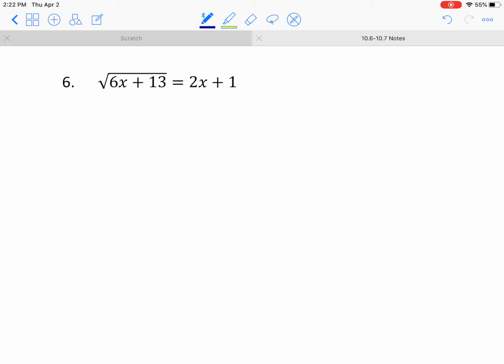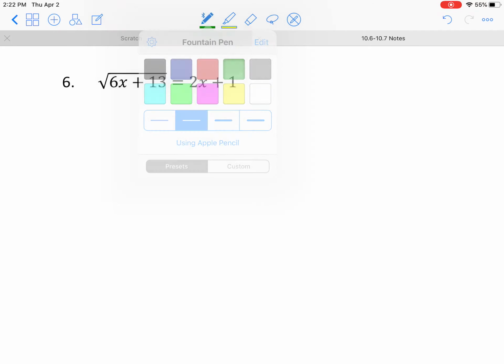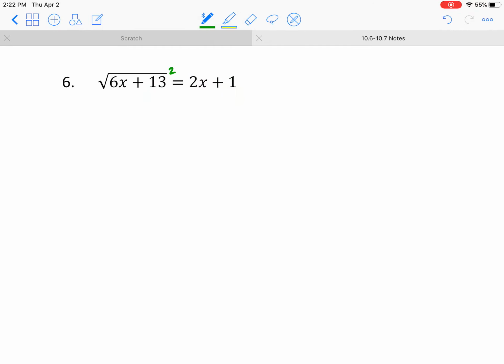If you can't see it, the difference here is not only do we have a variable underneath the radical, but we also have a variable outside of the radical. And that's going to make this a different equation to solve once we get rid of our square. Now, the steps are the same. We want the radical to be alone. It is. So we're going to get rid of the square by squaring both sides.